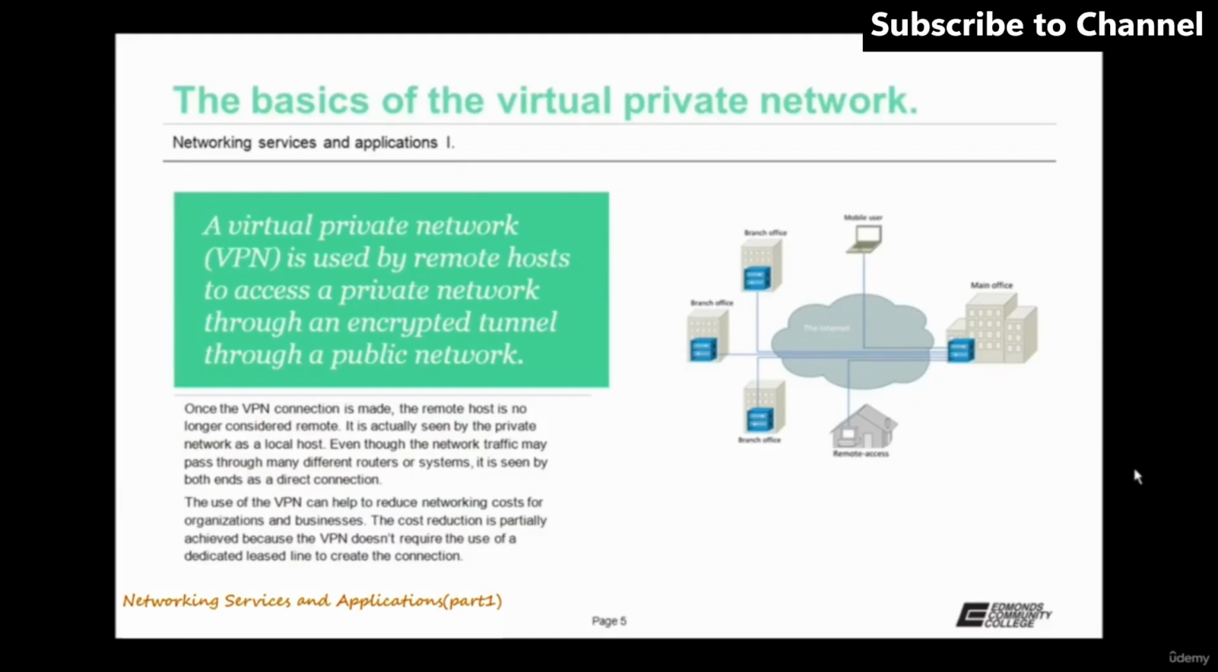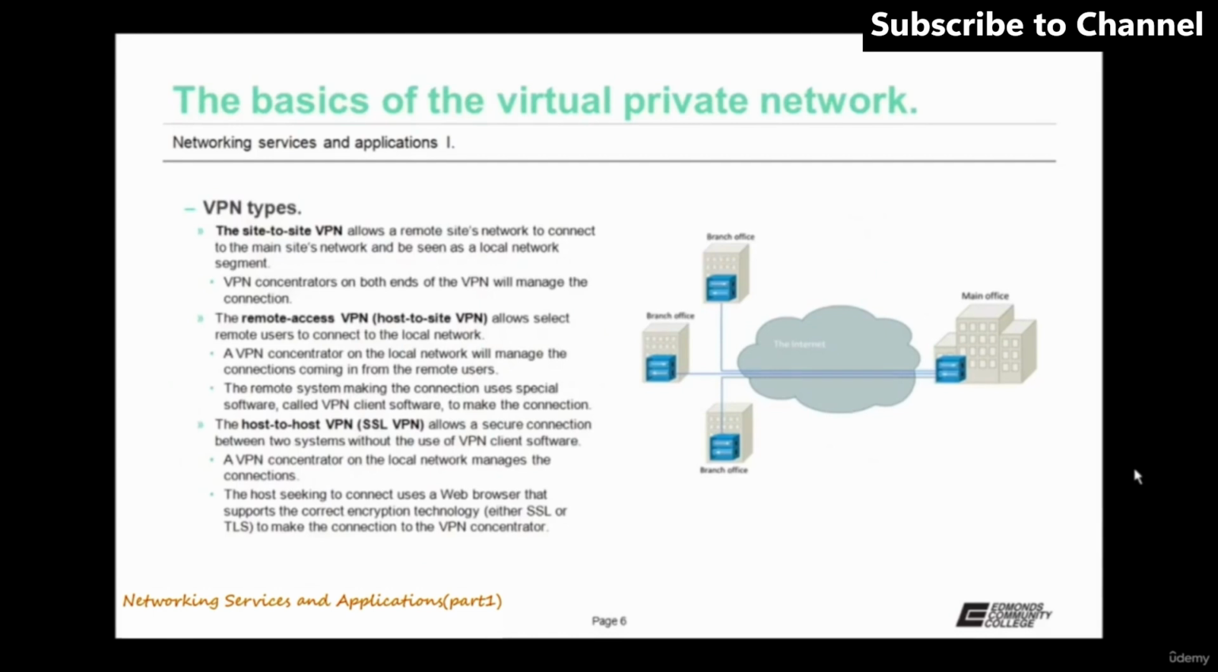The cost reduction is partially achieved because the VPN doesn't require the use of a dedicated leased line to create that direct connection. There are several different types of VPNs. There is the site-to-site VPN, which allows a remote site's network to connect to the main site's network and be seen as a local network segment. VPN concentrators on both ends of the VPN will manage that connection.